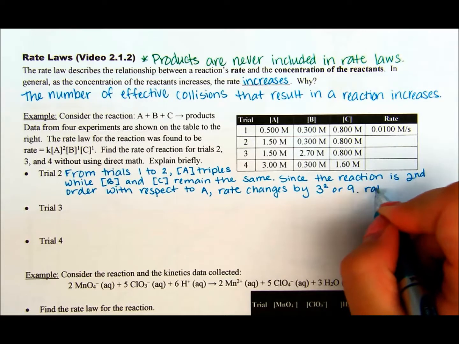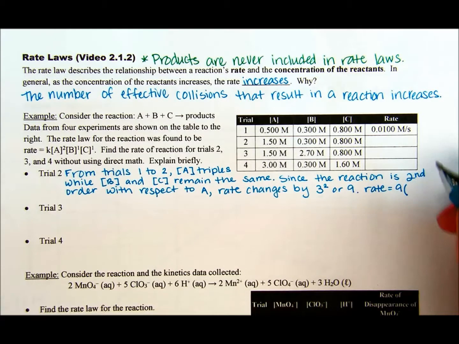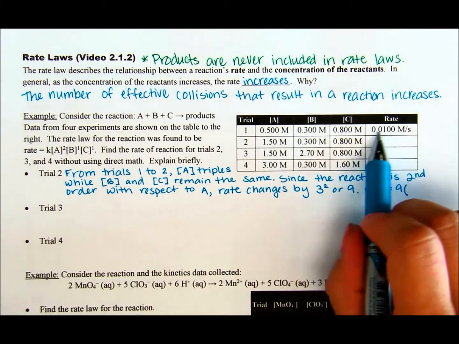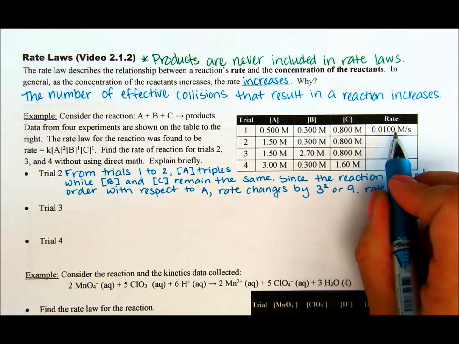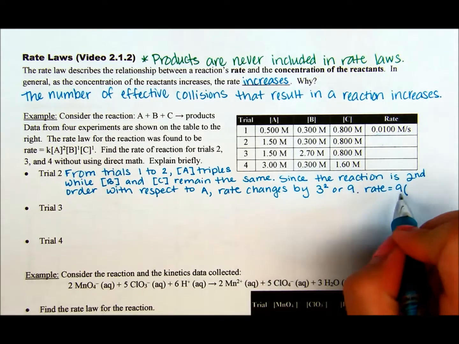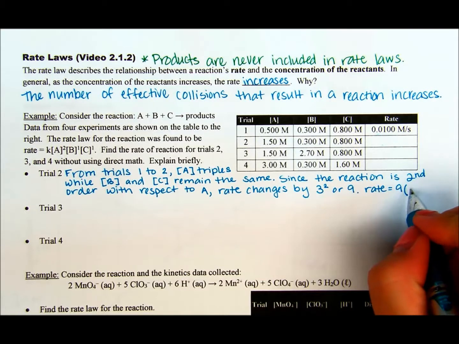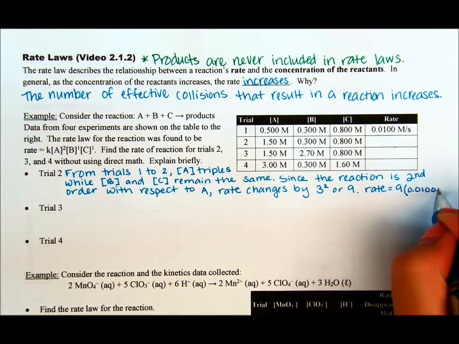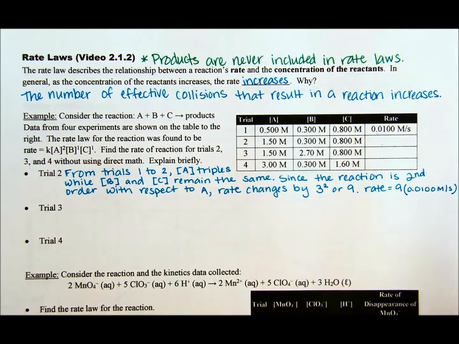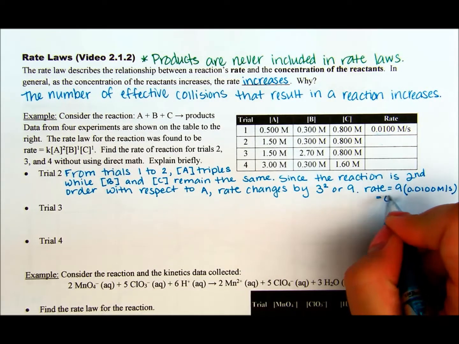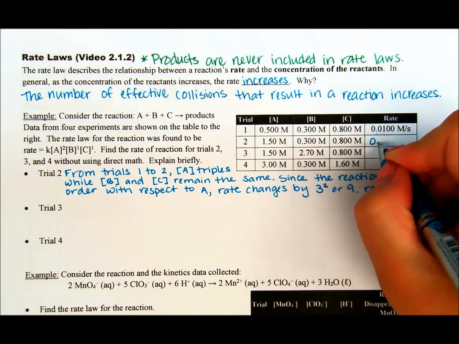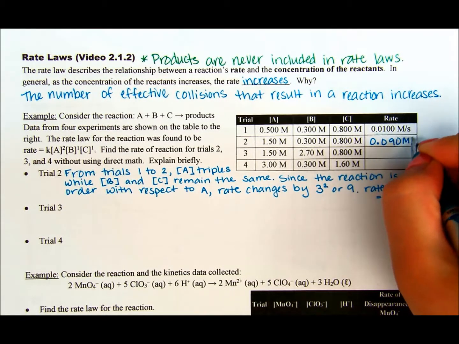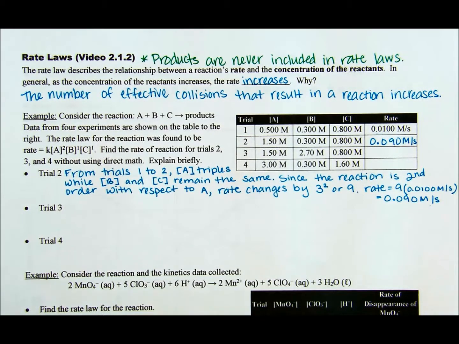So we can say that the rate equals 9 times whatever our original rate is here. So 9 times whatever this rate is, that's what this rate should be here. So 9 times 0.0100 moles per second, which equals 0.090 moles per second. Okay, so that should be our rate for trial 2, 0.090 molar per second.